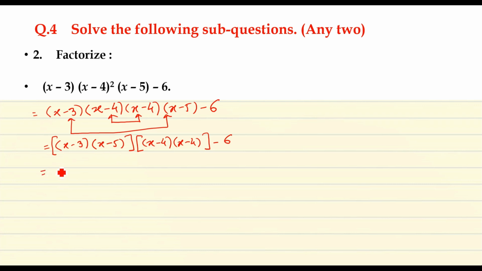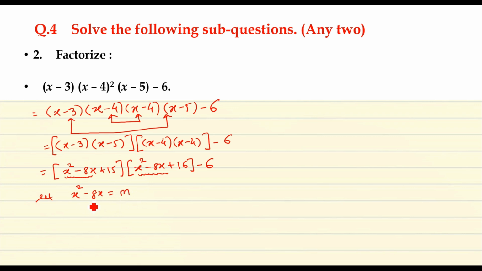So now expand it. If I expand it, this will become x square minus 8x plus 15, and similarly the expansion of this, x square minus 8x plus 16 minus 6. Now I will assume that x square minus 8x, let that x square minus 8x be, say, m.